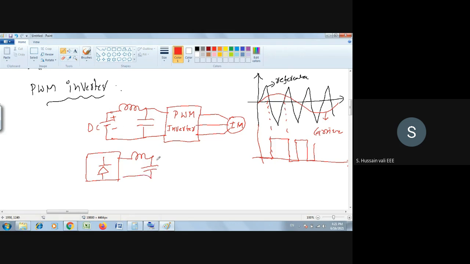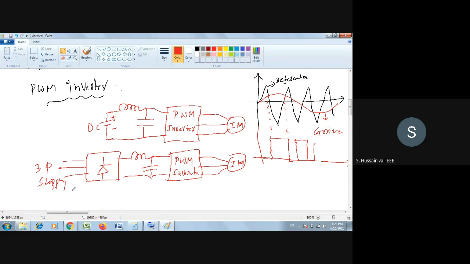And then the PWM inverter. This is the induction motor. So here you have a three-phase supply. This is another type of PWM inverter. It depends upon how you are getting the DC supply, whether you are getting the DC supply directly or from the output of a rectifier. Depending upon that, a slight modification will be there.